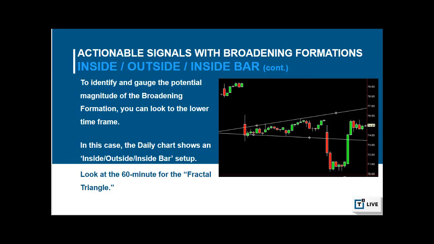To identify and gauge the potential magnitude of the broadening formation, you look at the lower time frame again. In this case, the daily shows an inside-outside bar setup. If we look at the 60, you'll see the fractal triangle. Right? So what was it doing as it was doing that? Goes down, tight in here, lower low, higher high, lower low, higher high. Your inside day.